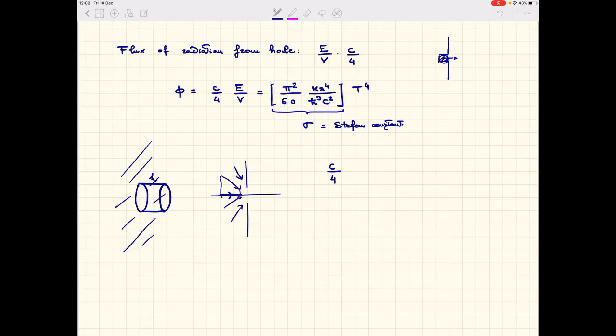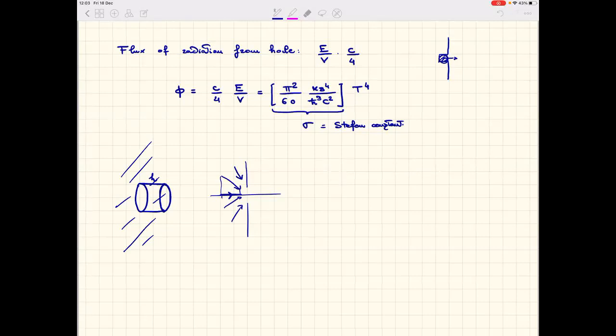So now, suppose that I want to estimate what is the flux. How do I do that? I take the energy density, so E/V. Then I multiply by the volume of this cylinder. The volume of this cylinder is what? Is c/4 times the time. Sorry, suppose that I want to estimate not the flux.